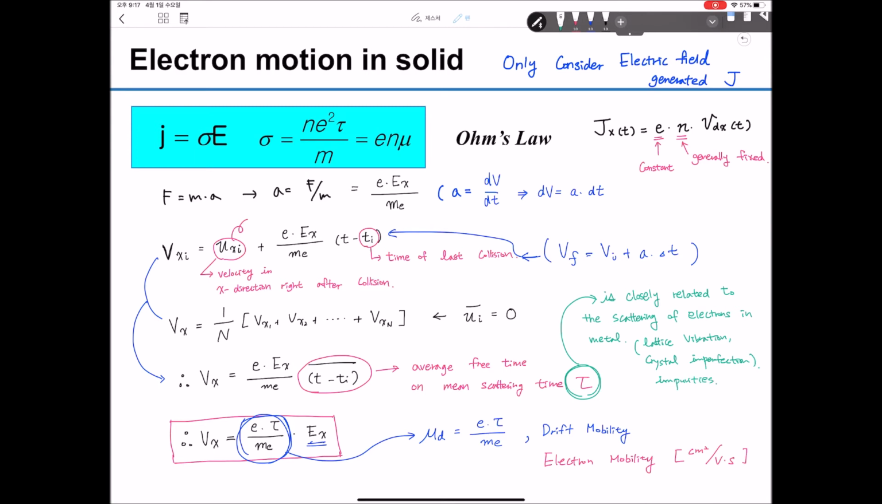So the one thing I want to point out here is that this free time becomes shorter if there is large lattice vibration, or a large number of imperfections, defects, impurities. Then this tau becomes smaller due to all these factors. That is why we want a pure metal without any impurities or defects to achieve very high conductivity.